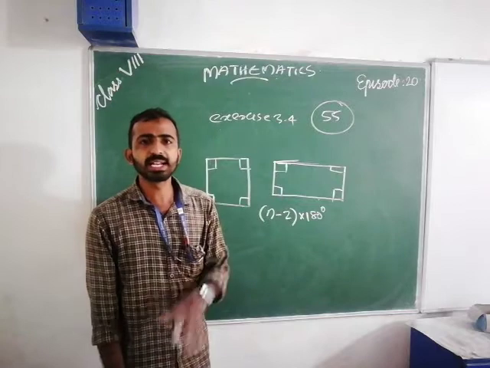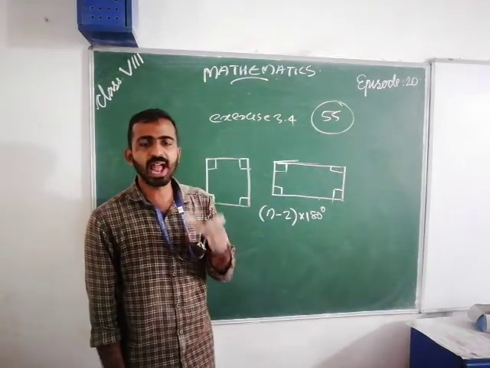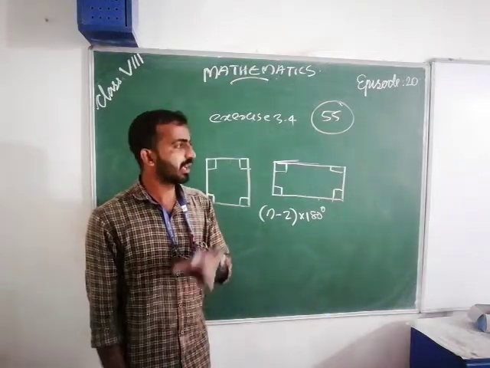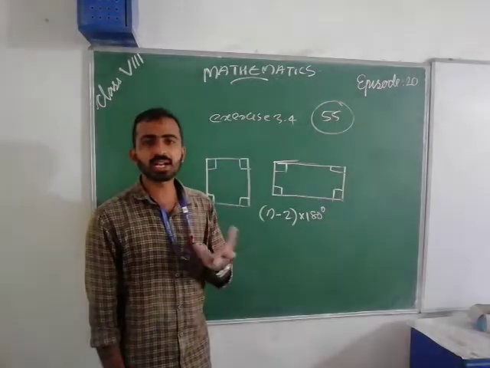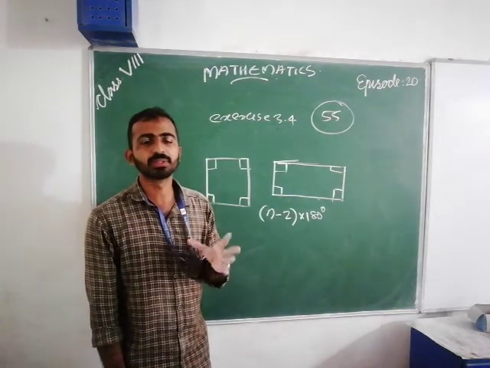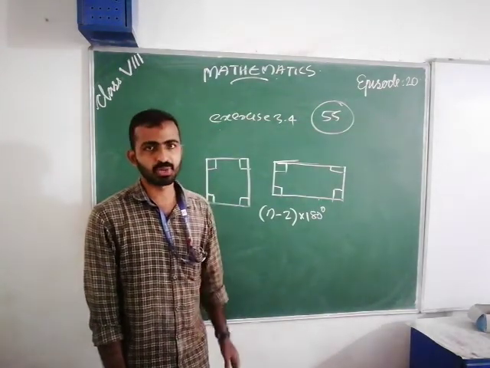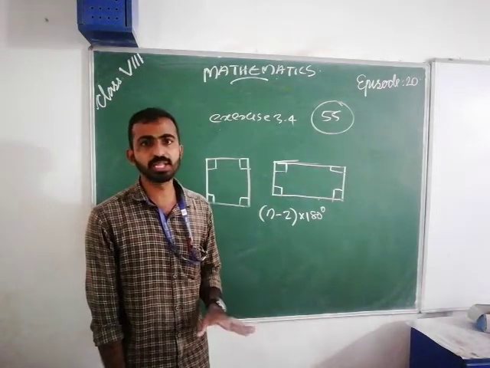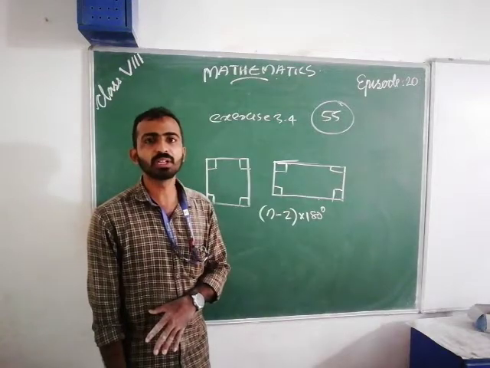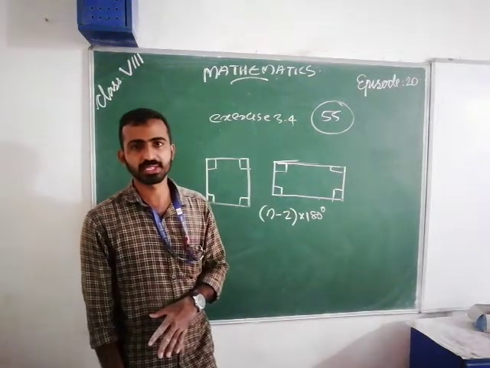Regular polygon means its sides and angles are all equal. Irregular polygon means the angles may be equal but the sides are not equal. Is it? Yes. And next we studied the types of quadrilaterals.